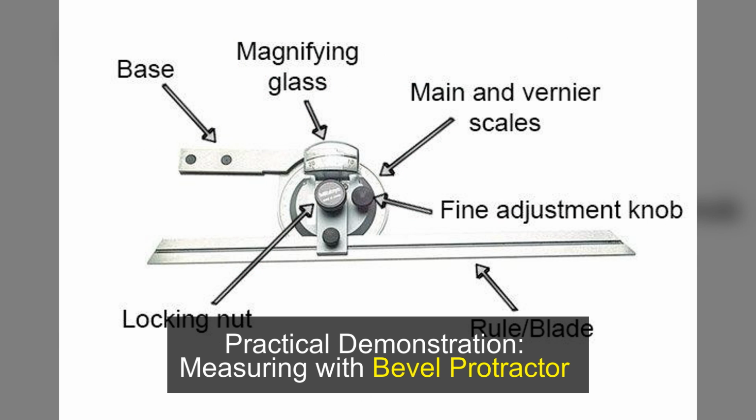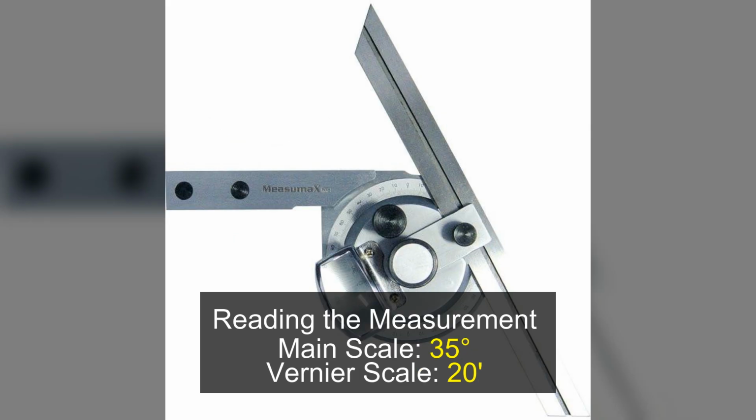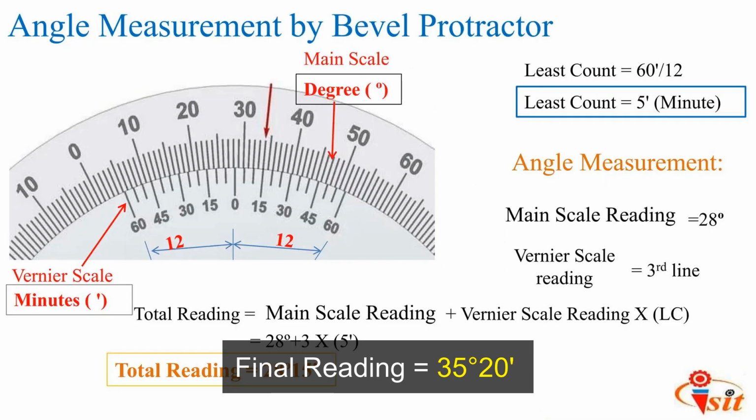Let's look at a practical demonstration. First, place the stock firmly against the reference surface. Then adjust the blade to match the inclined surface. Lock the screw and read the degree on the main scale, then read the vernier scale. For example, if the main scale shows 35 degrees and the vernier scale aligns at 20 minutes, the final reading is exactly 35 degrees and 20 minutes.